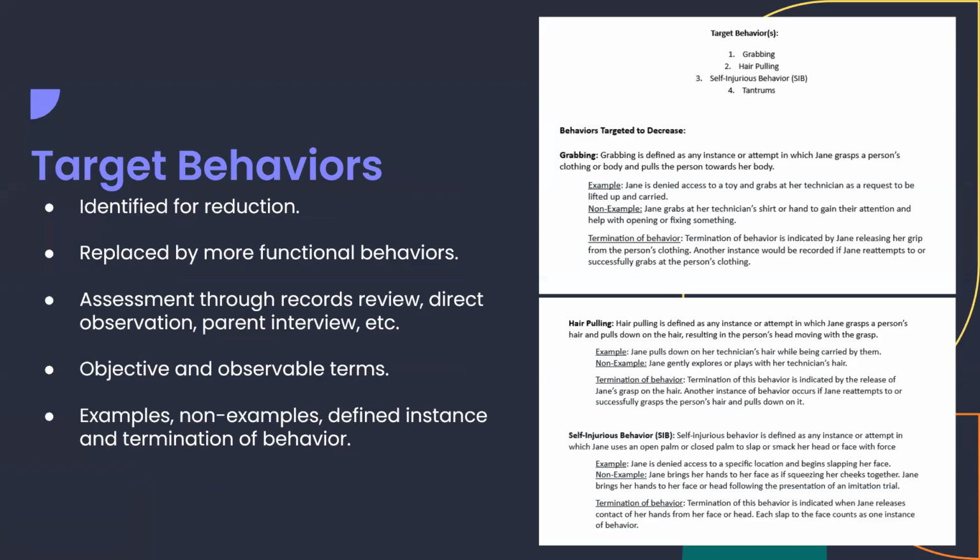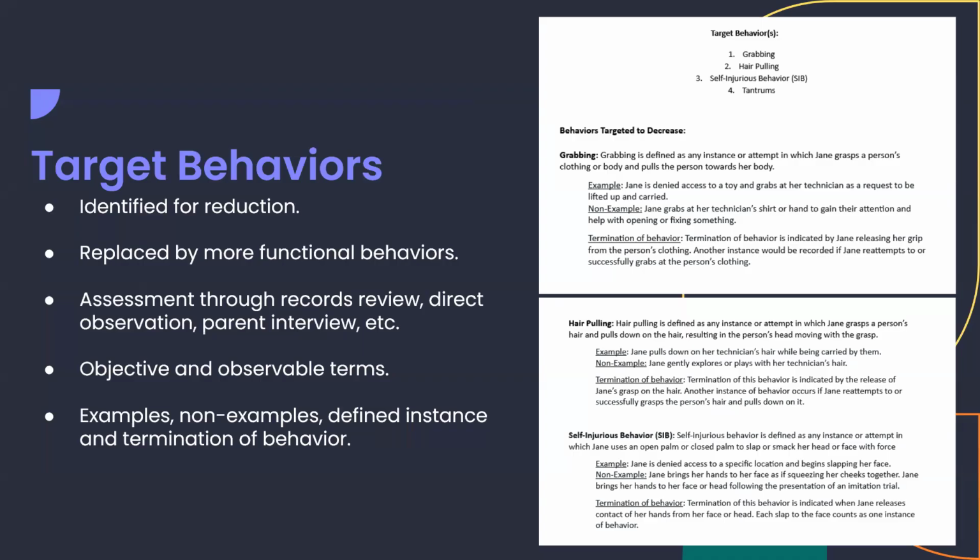So target behaviors follow the client's personal information, as you can see on the sample BIP provided. As previously stated, the target behaviors are a list of behaviors identified to be reduced and replaced by more functional behavior. Behaviors should be identified following the completion of necessary processes, such as assessment through direct observations, reviewing records, and informal interviews with stakeholders such as parents, caregivers, even school staff.